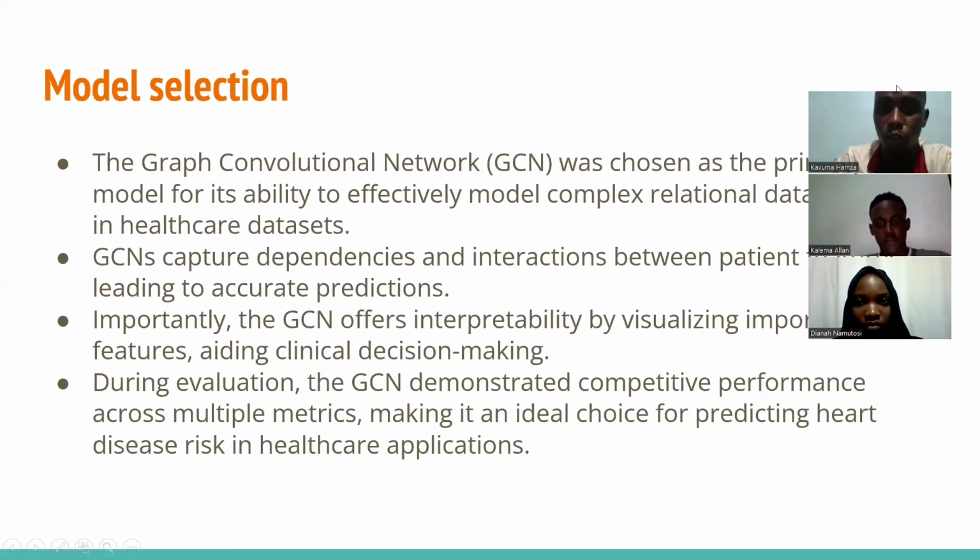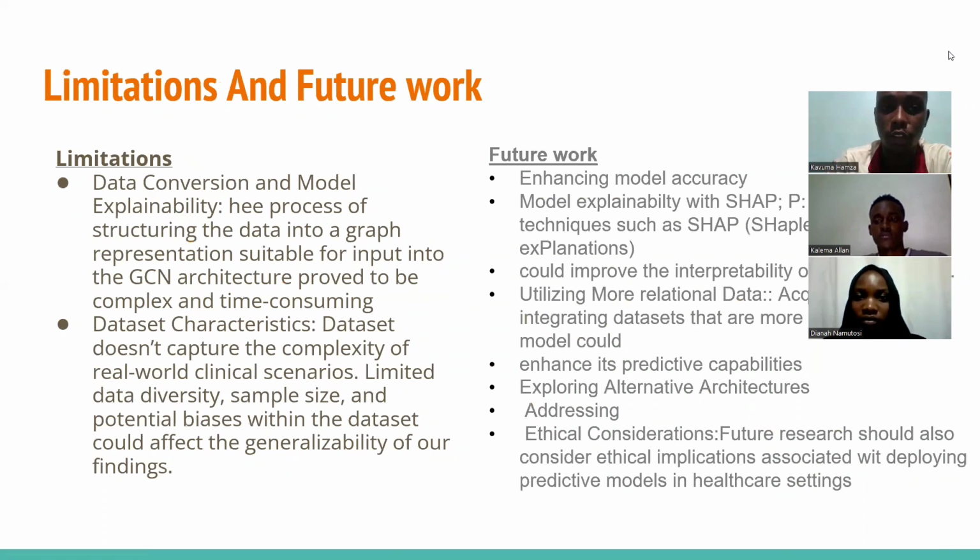For the model selection, we chose GCN because it captures dependencies and interactions between patients, and during evaluation, GCN demonstrated competitive performance across multiple metrics. So the limitations: data conversion and model explainability. Our dataset had some few characteristics which are not good. Then our future work: enhancing model accuracy, model explainability, utilizing more relational data, and enhancing its predictive capabilities.